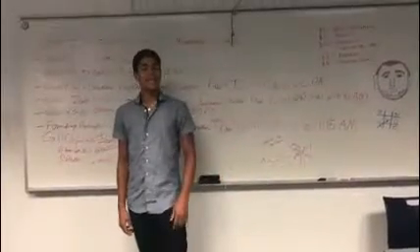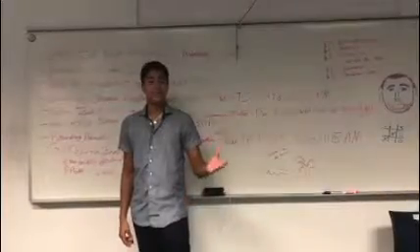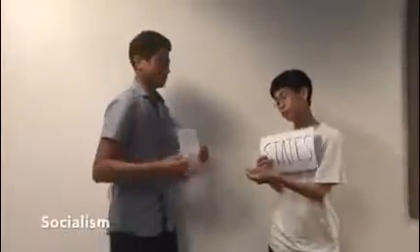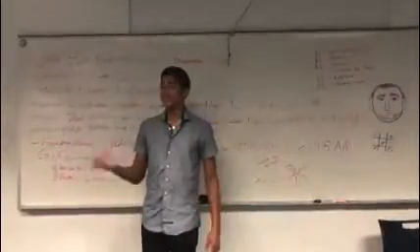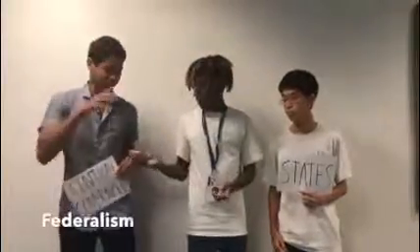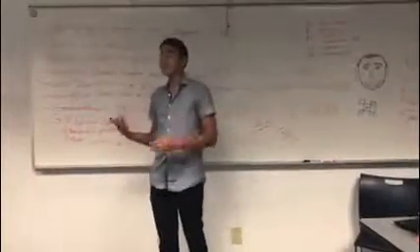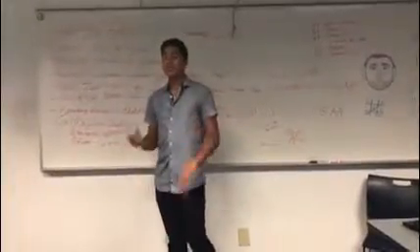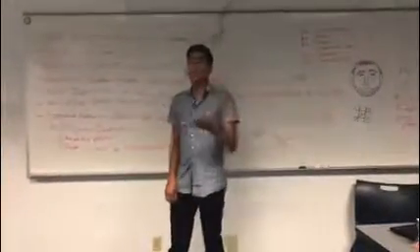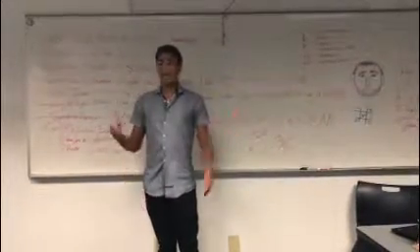Good morning, class. Today we're going to talk about the difference between socialism and federalism. Now, here's an example of socialism. Now, here is an example of federalism. Let's start with the basics. Socialism is an economic theory in which production, distribution, and exchange is controlled by the government. Federalism is where the federal government and the states divide the power equally.